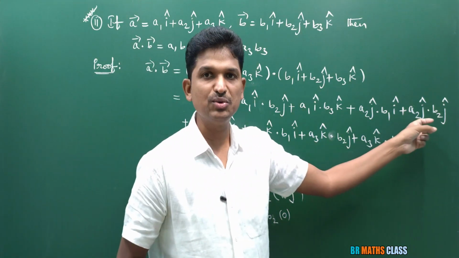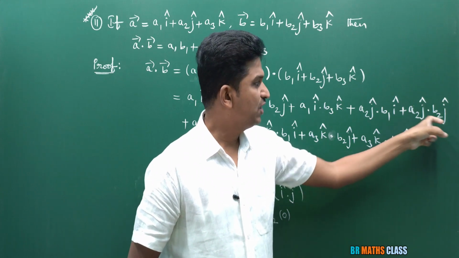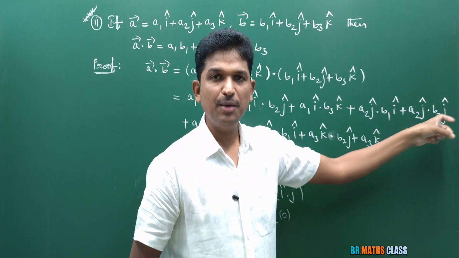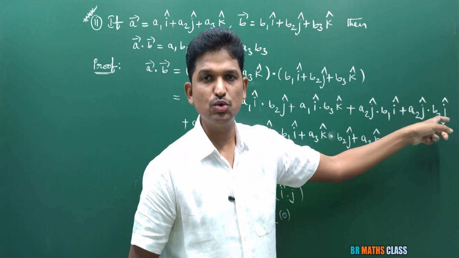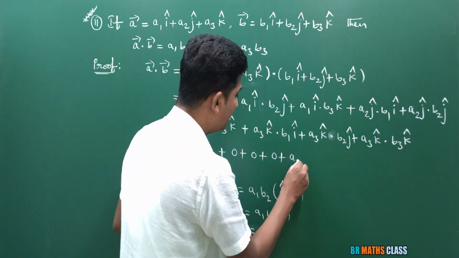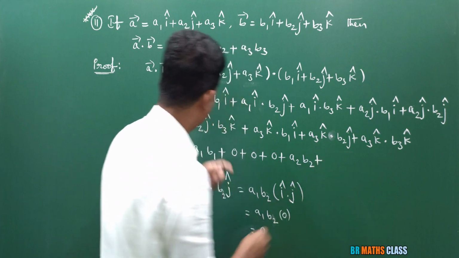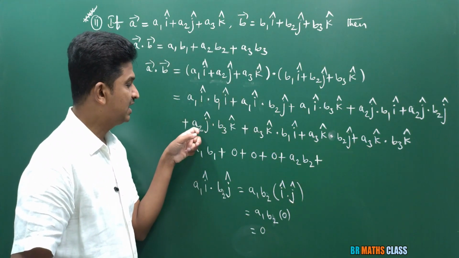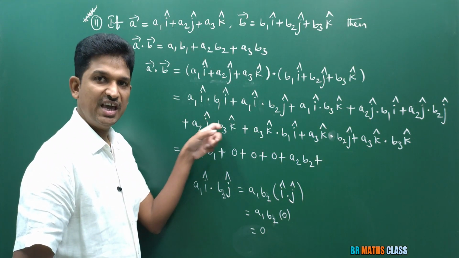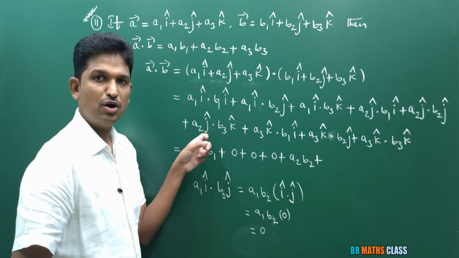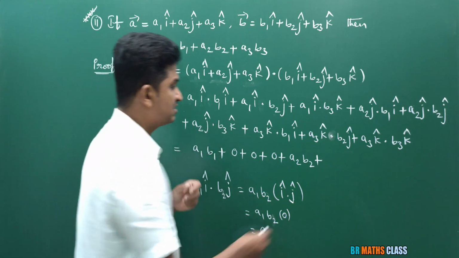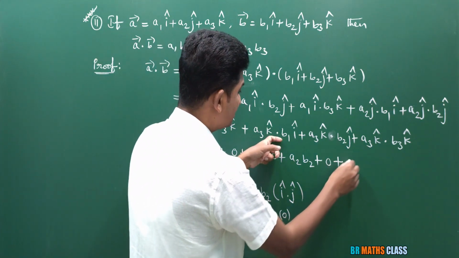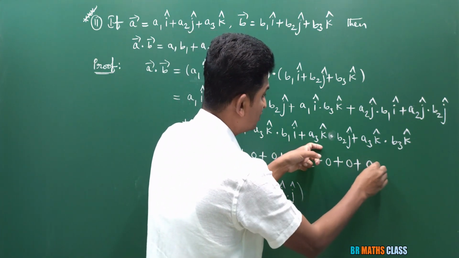Now what about this one? A2 B2 into j cap dot j cap. j cap dot j cap is 1. So A2 B2 into 1 is A2 B2. This is A2 B2 plus. Come to this one. What will you get? A2 B3 into j cap dot k cap. j cap dot k cap is 0 because j cap and k cap are perpendicular. So this term will become 0. This term also will become 0. This term also will become 0.